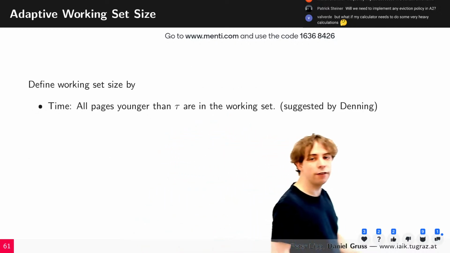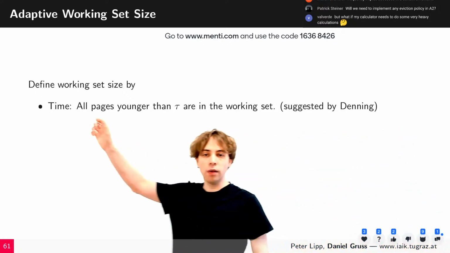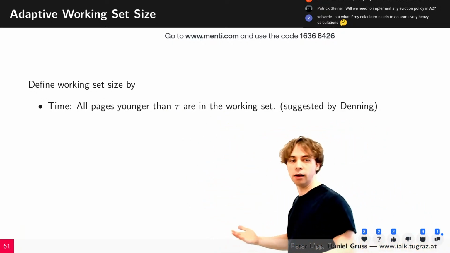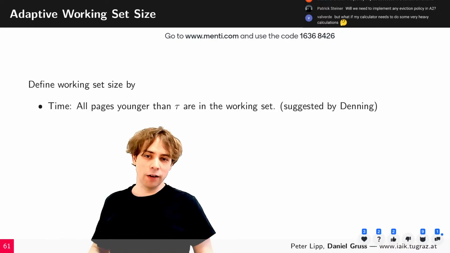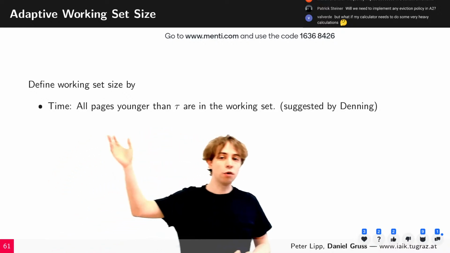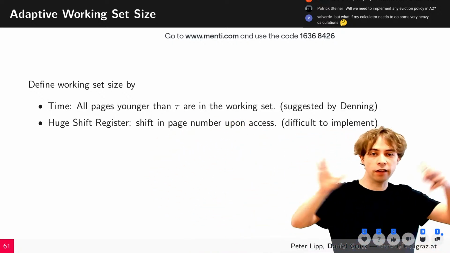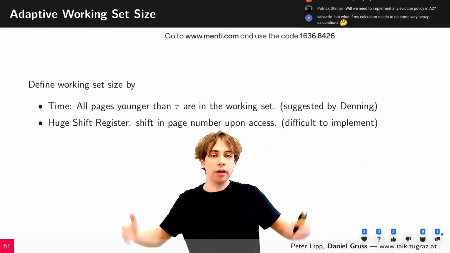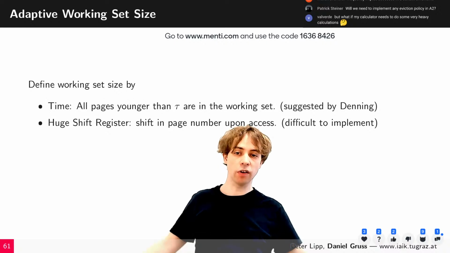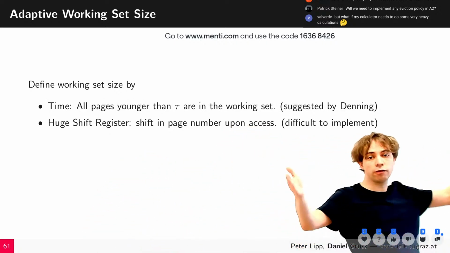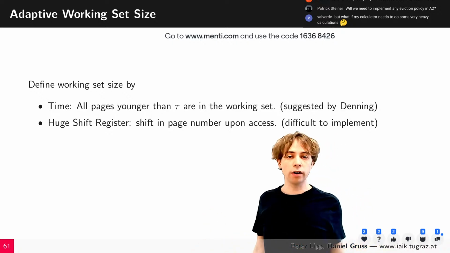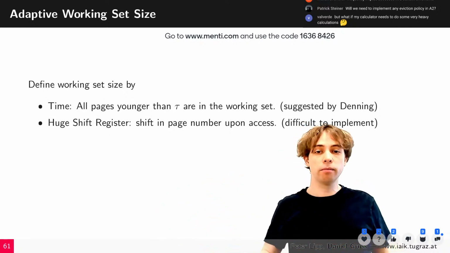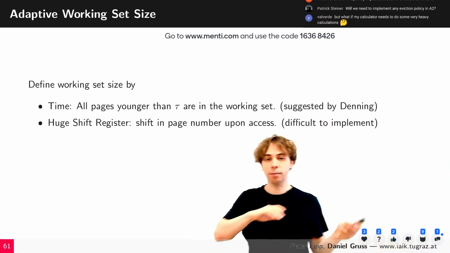So what we can do here is we can define the working set size via the time. So that means all pages younger than tau are in the working set, as suggested by Denning. But this can be a bit difficult, and there are alternatives. For instance, you could use a huge shift register. Shift in page numbers upon access, and then you basically also store the n youngest pages, right? You can just say, okay, everything that is in this shift register has a size of, let's say, 128. These 128 pages are in the working set, and you just push back, pop front, and then other pages are in the working set.